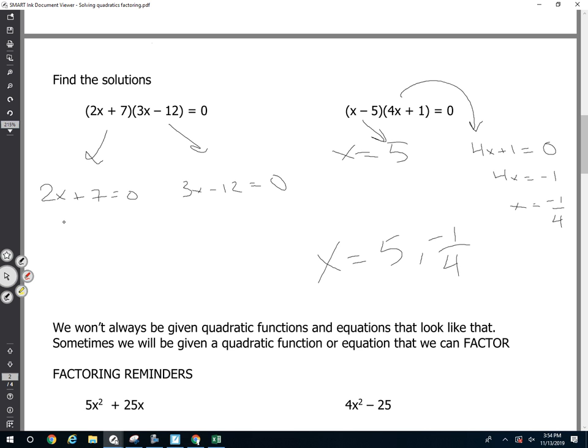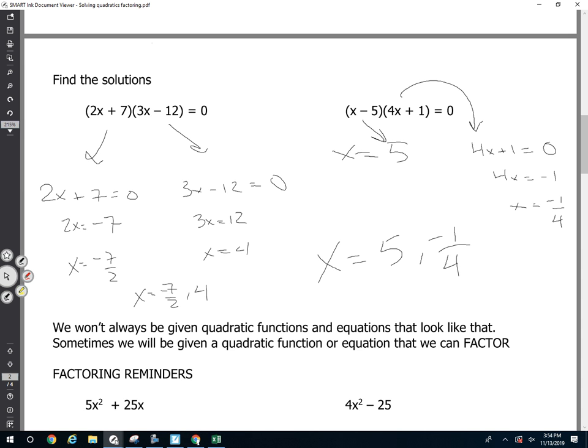Subtract 7, divide by 2. I get x is equal to negative 7/2. Add 12, divide by 3. I get x equals 4. For this equation, I have two solutions, negative 7/2 and 4.